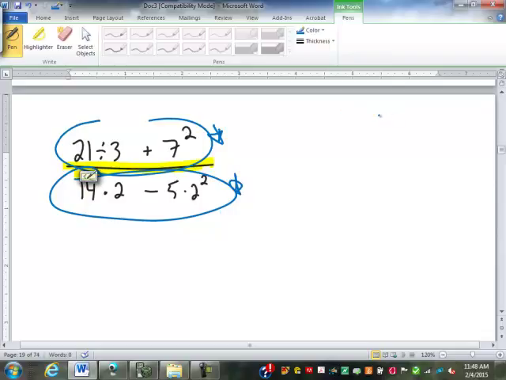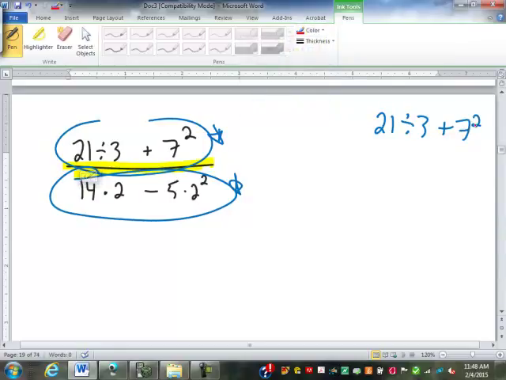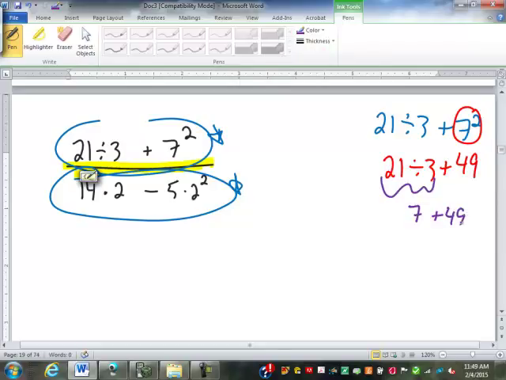So we're going to start out on top. 21 divided by 3 plus 7 squared. Any other enclosing symbols? No. Exponents? Yes, 7 squared is 49. So you have 21 divided by 3 plus 49. Next, multiplication and division. 21 divided by 3 is 7 plus 49. And finally, we do the addition. 7 plus 49 is 56. So this is 56.